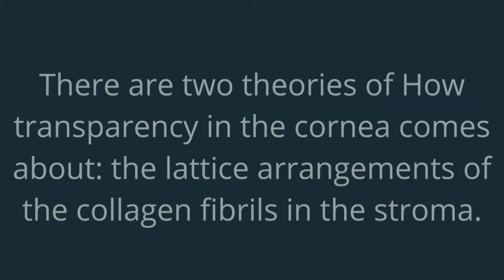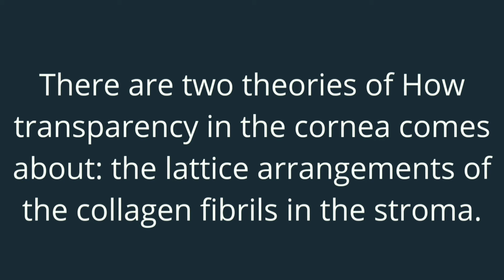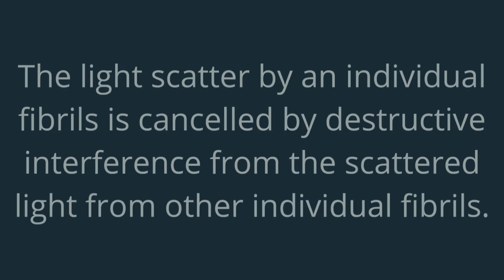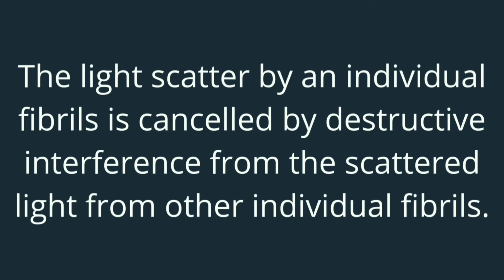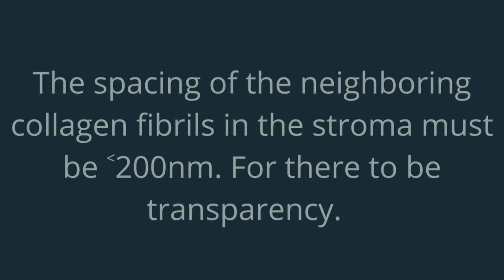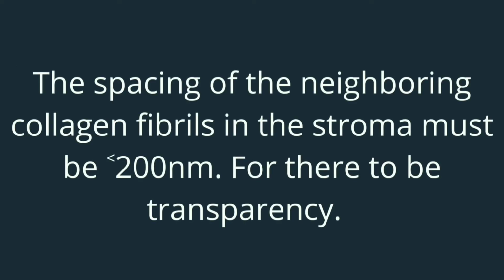There are two theories of how transparency in the cornea comes about. The first is the lattice arrangement of the collagen fibrils in the stroma. The light scattered by individual fibrils is cancelled by destructive interference from the scattered light from other individual fibrils. The spacing of the neighboring collagen fibrils in the stroma must be less than 200 nanometers for there to be transparency.